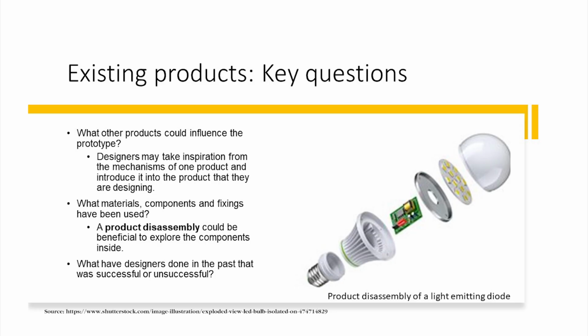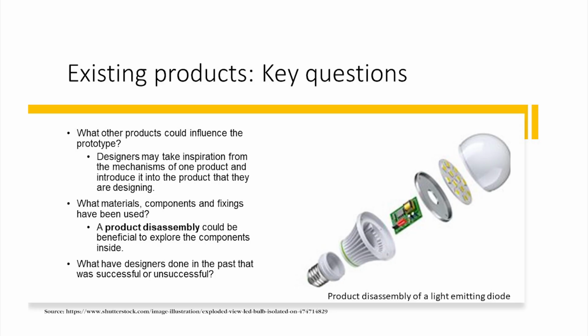Designers may take inspiration from the mechanisms of one product and introduce it into the product that they are designing. So, for instance, our friend here is designing some kind of a novel robot, but he is getting his idea from the journal Mechanisms and Machines, where they have developed some other mechanism, and then he is translating that idea to his own product type. So, you can take inspiration from the mechanisms of one product and introduce it into the product that you are designing.